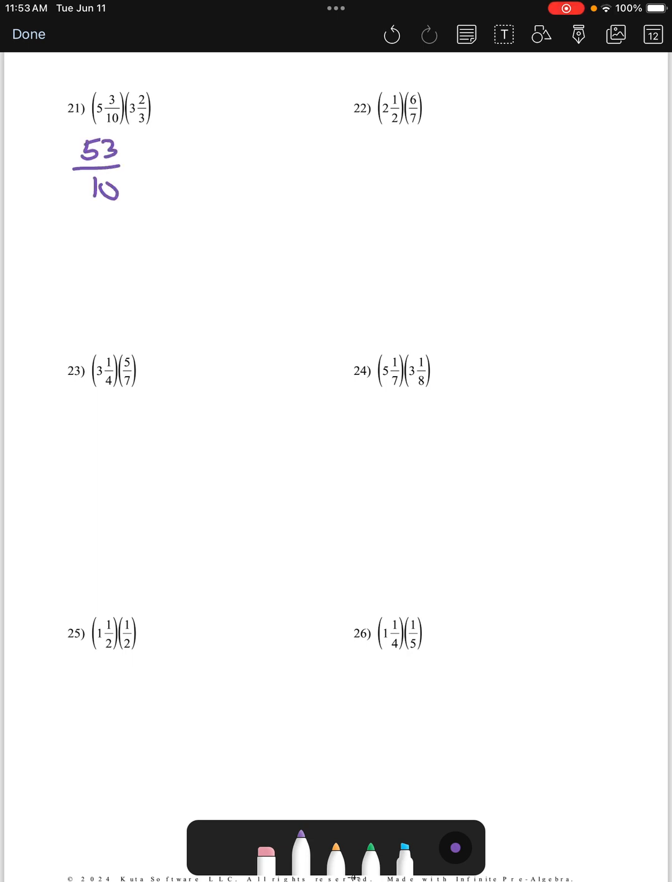So let's take a look at this. 5 3/10. Conversion. 10 times 5 is 50, plus 3 is 53/10. That's going to be multiplied with 3 times 3 is 9. 9 plus 2 is 11/3.